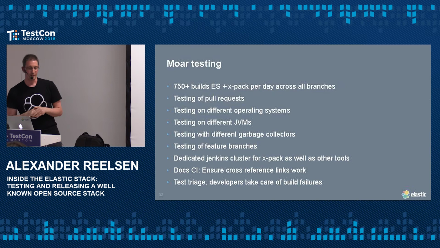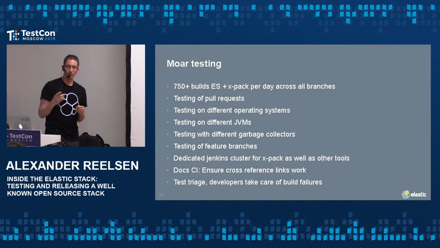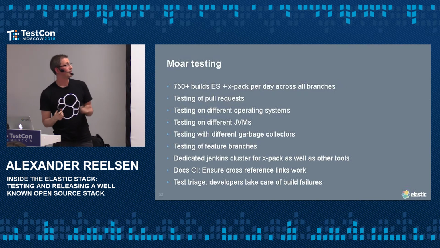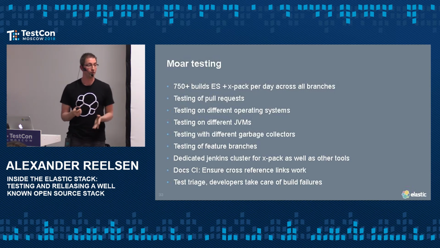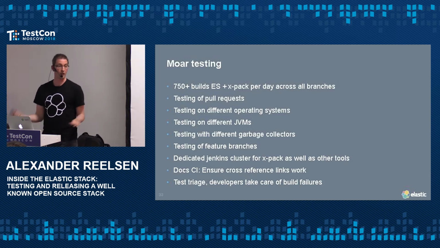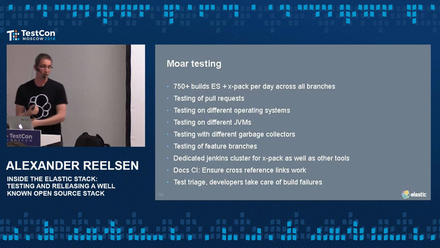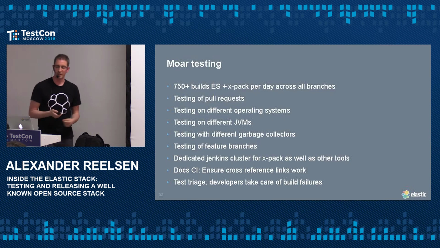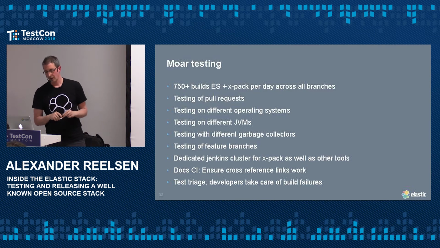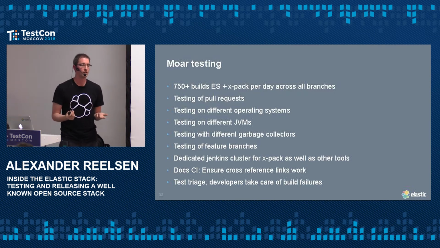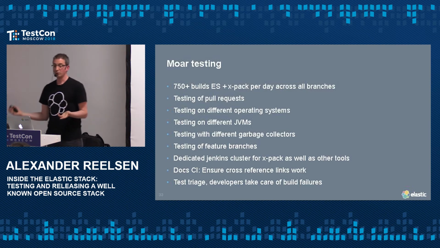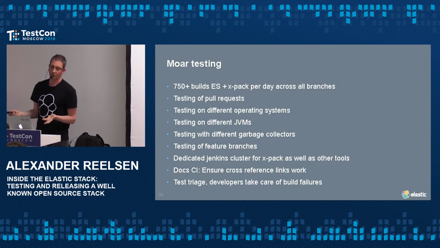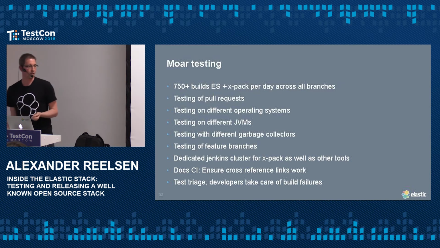So, more testing. Elasticsearch and XPack right now get about 750 builds a day across all of the different branches we have. And each build is more than an hour. So we spend a lot of CPU cycles in CI just for Elasticsearch. We also test pull requests. So when I create a new pull request in our XPack or Elasticsearch repository, we automatically trigger a CI build.